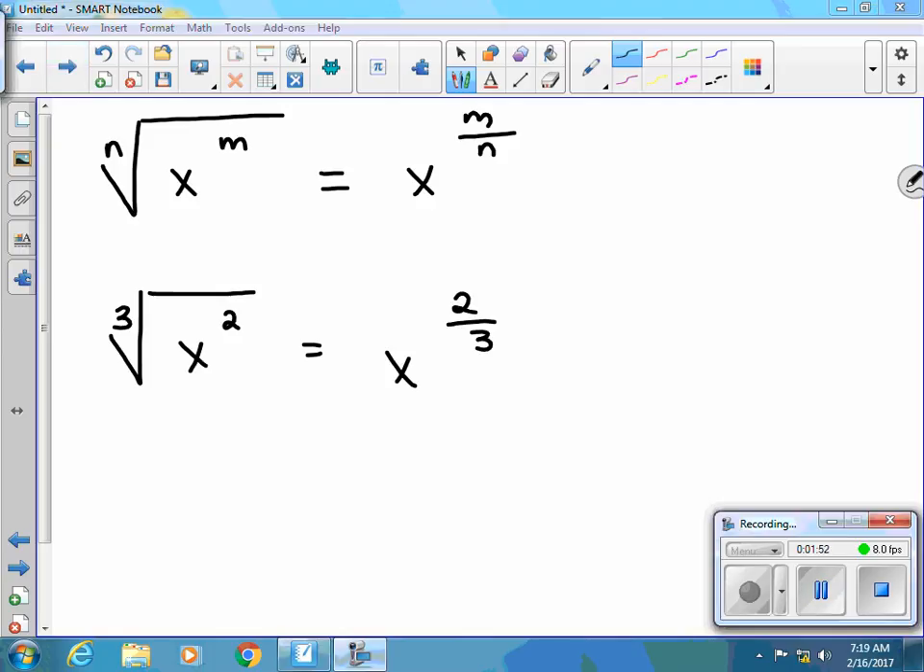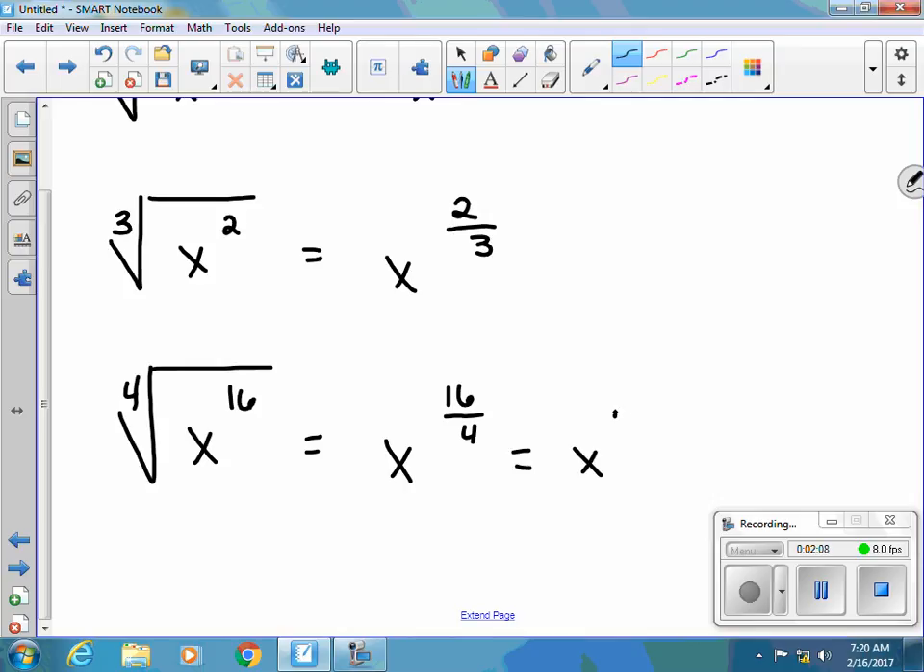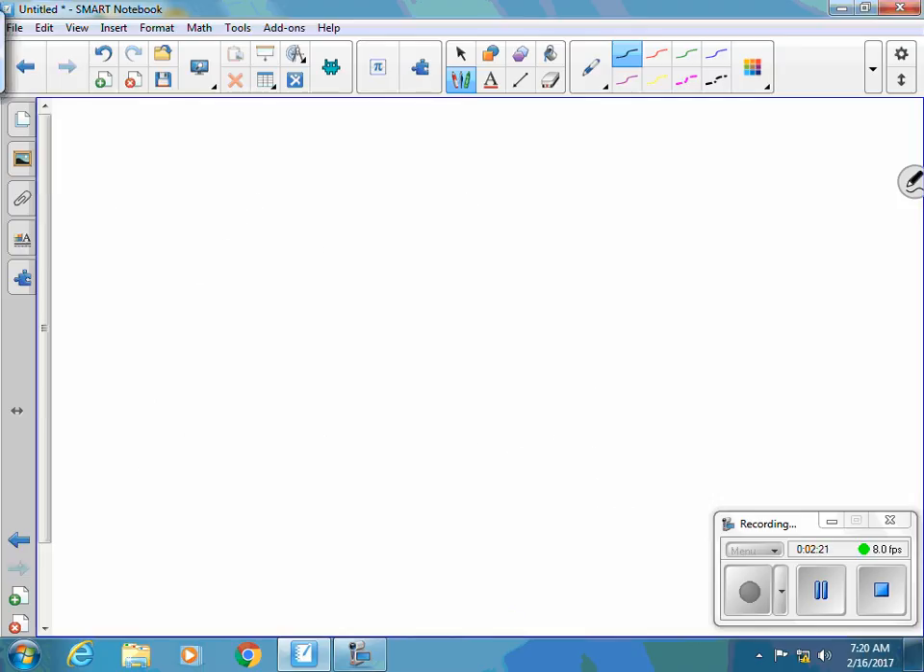So for instance, like this case, it doesn't actually break down, but if you were to have the 4th root of x to the power of 16, this is really x to the power of 16 over 4. Well, we can reduce that exponent to just be x to the 4th. Okay, and this can apply using any number instead of x. This can apply to when we have numbers.